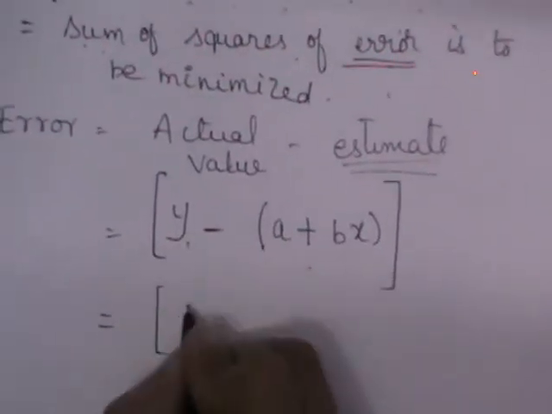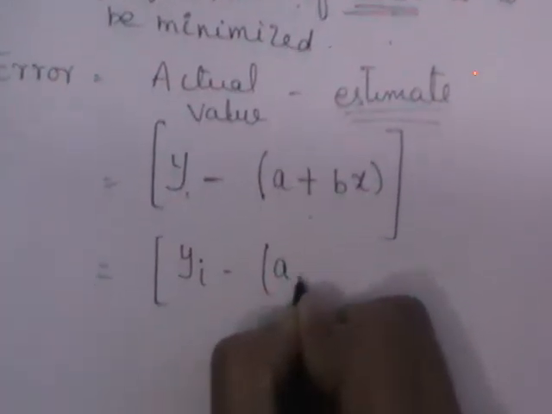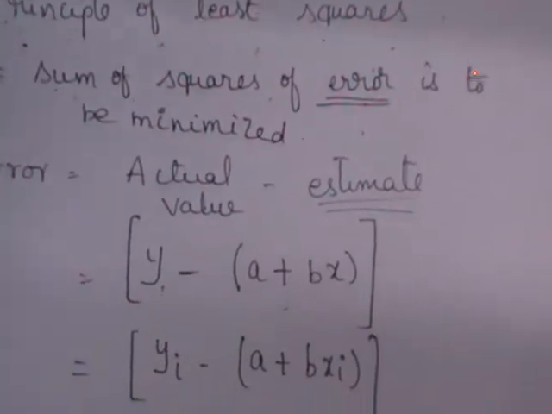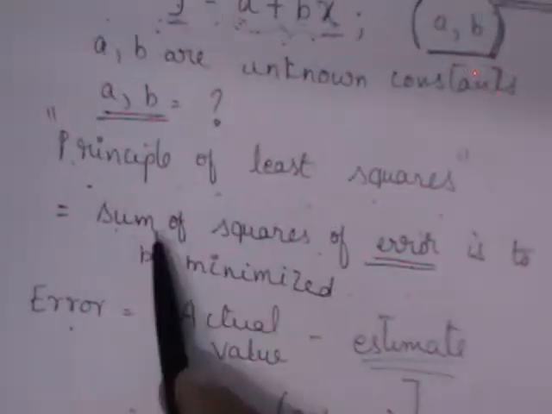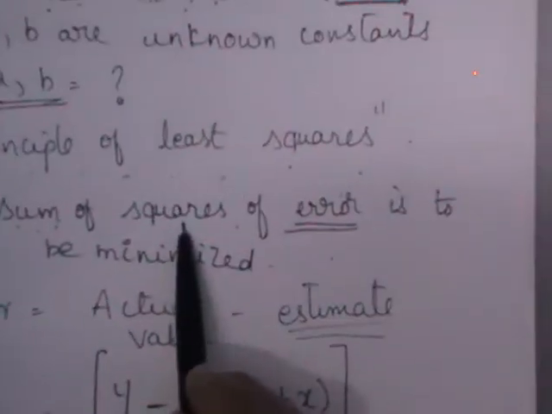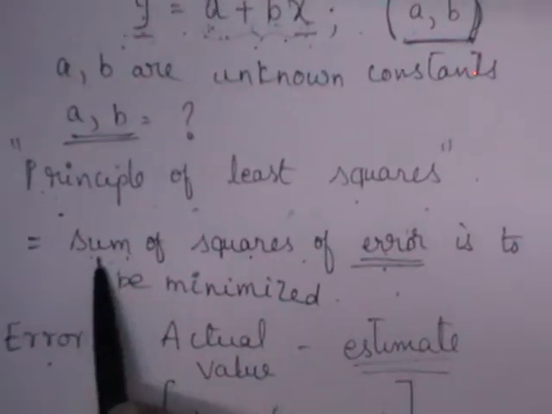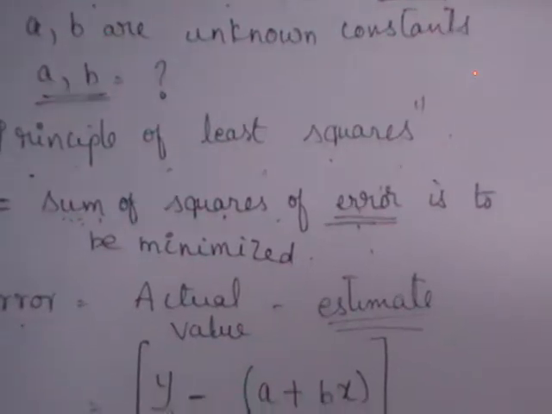So as you have n observations, let us add a suffix i to both the variables: yi minus (a plus bxi). This is simply error. Here what is to be minimized? Sum of squares of error. Not simply error, you should minimize the sum of squares of error, which means the square is missing here.